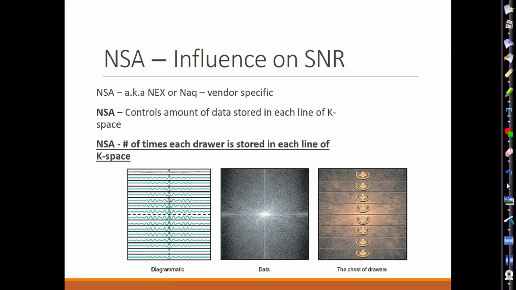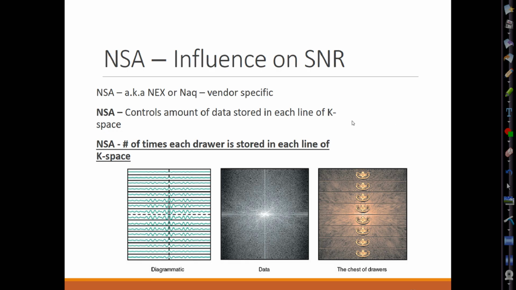But I just put on here, once again, that your NSA, they often compare it to going back and filling those drawers up with those socks again. Each line of K-space, each row of K-space gets filled twice for 2 NEX. Gets filled 3 times for 3 NEX. So we're increasing our signal and we're starting to average out our noise. Direct relationship. So I'll show you here in a second.